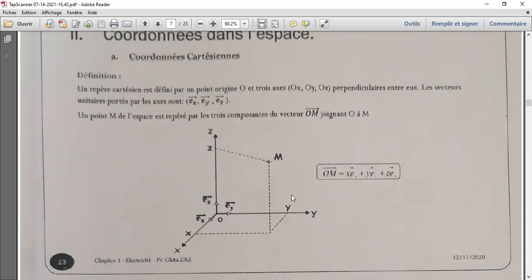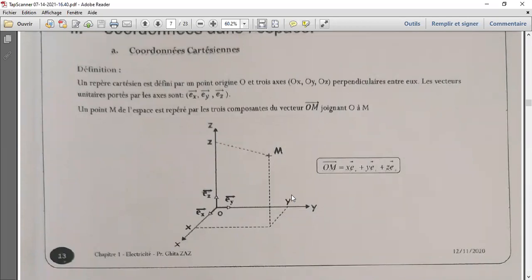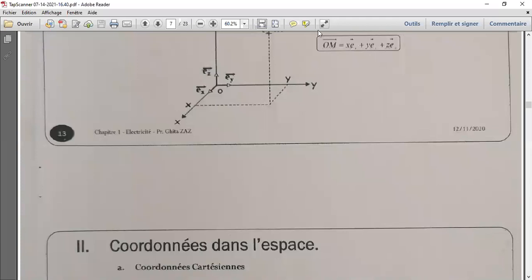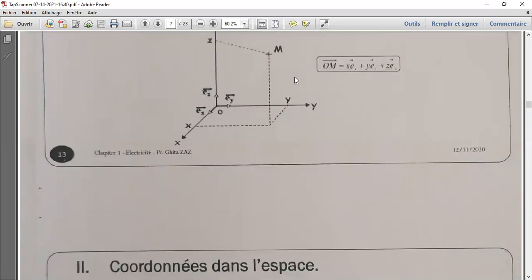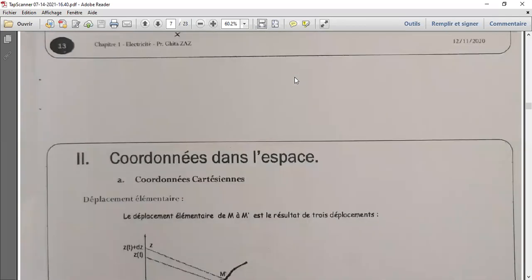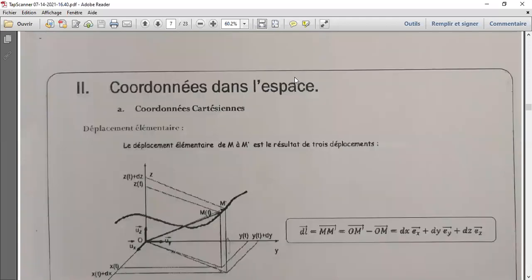So here, I don't know if there's any question. Yeah, so there's no question. If there's no question, we're going to go to coordinates in space.